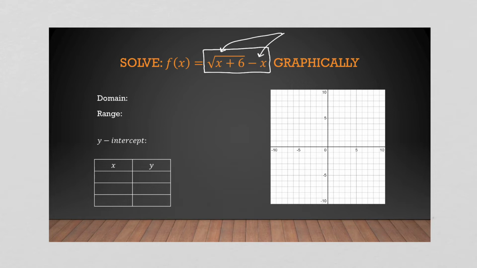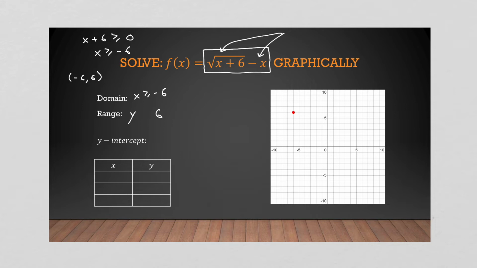So let's still start by identifying our domain. We have to make sure that x plus 6, what is underneath my radical, is greater than or equal to 0, which means x has to be greater than or equal to negative 6. So our domain is x greater than or equal to negative 6. Now, if you plug negative 6 in for your domain, obviously you're going to have 0 underneath your radical, then minus negative 6 gives you positive 6. So potentially our range is going to be something positive 6, right? Because when x is negative 6, y is going to be 6. So we know we have a point right about here.